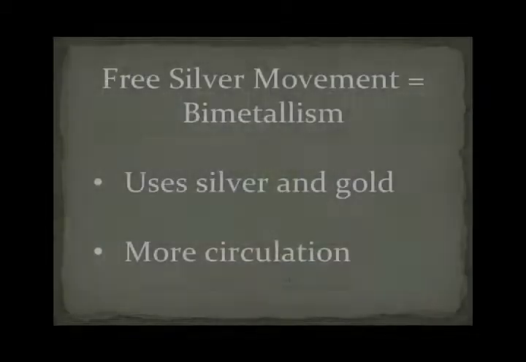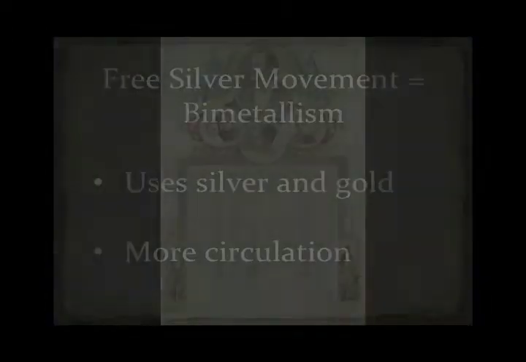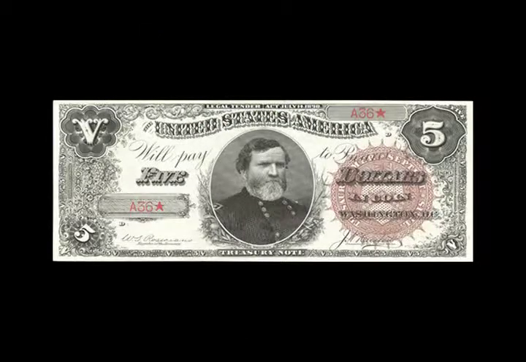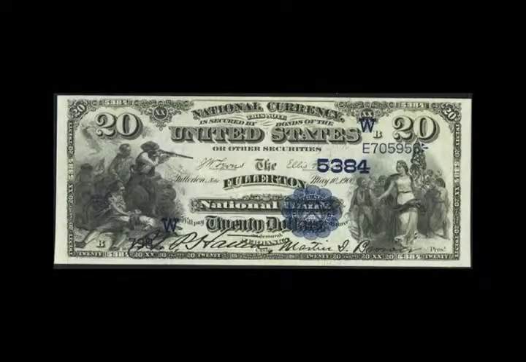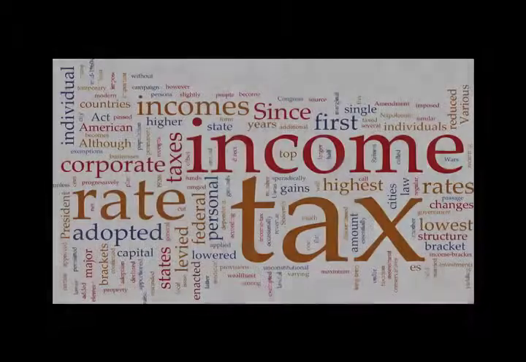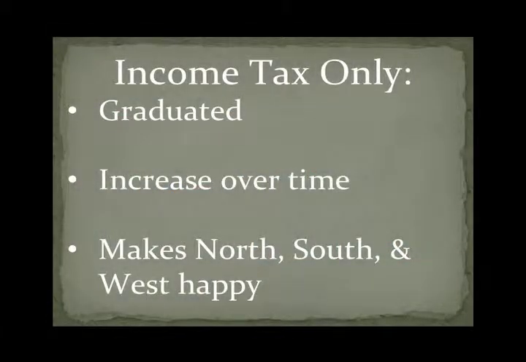This was the Free Silver Movement, which can also be defined as bimetallism. The Free Silver Movement constitutes the usage of both silver and gold as currency in a ratio, and in the Omaha Platform, the ratio proposed was 16 silver to 1 gold. This also includes more money being in circulation, which gives more opportunity for common men to have stable financial situations. This is one of their strongest beliefs. It also protected Southerners and Westerners from high taxes and only allowed for an income tax. In order to appease the North, they made it so that the income tax would be graduated and increase over the years.